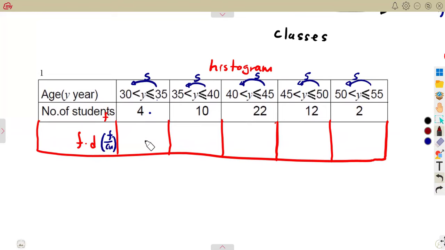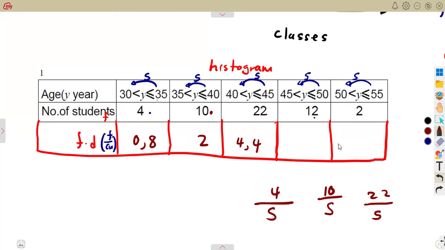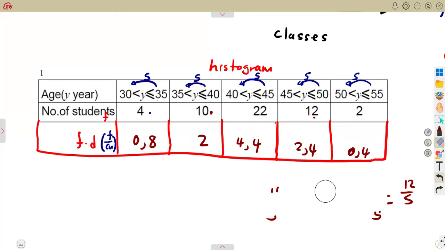So you're going to need the frequency density now: frequency over the class width. Frequency 4 over the class width, which is 5, will give us a decimal, 0.8. Frequency 10 over the class width of 5 is 2. Frequency 22 over the class width of 5 gives us 4.4, and so on. 12 over 5 gives us 2.4, then 0.4 and so on. 2 divided by 5, so like I said, it can be like that.